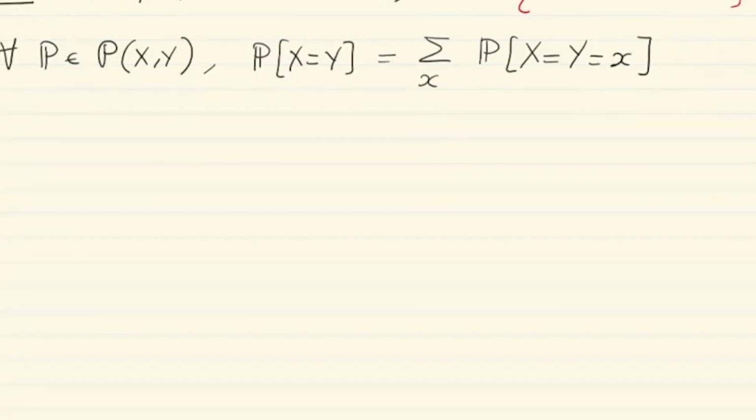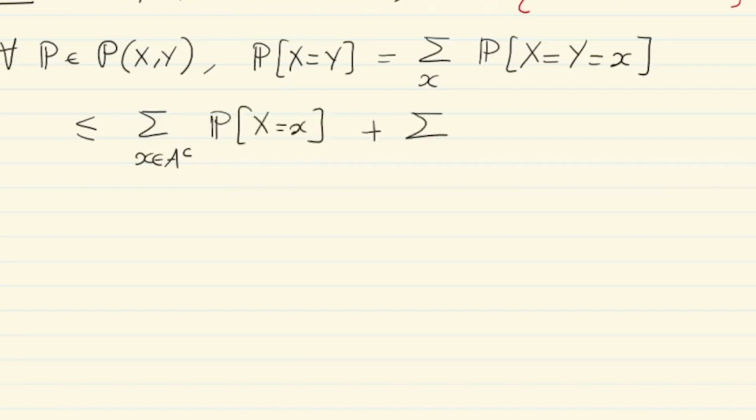And one can split this sum over x in all of script X into x in any set A and the complement. So doing that gives rise to the inequality. If you just take x running over A complement of this expression and drop the condition that Y has to be equal to X, you just get the probability that X equals x. And likewise the remainder of the sum is x lying in A of the probability that you insist that only Y be equal to x, and this holds for any subset A of X.